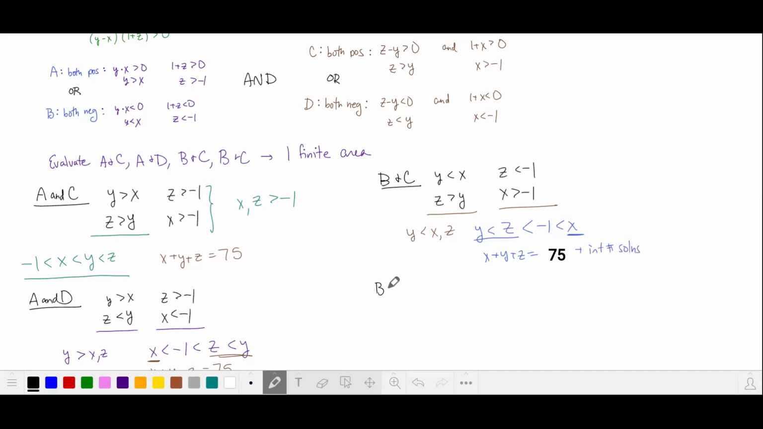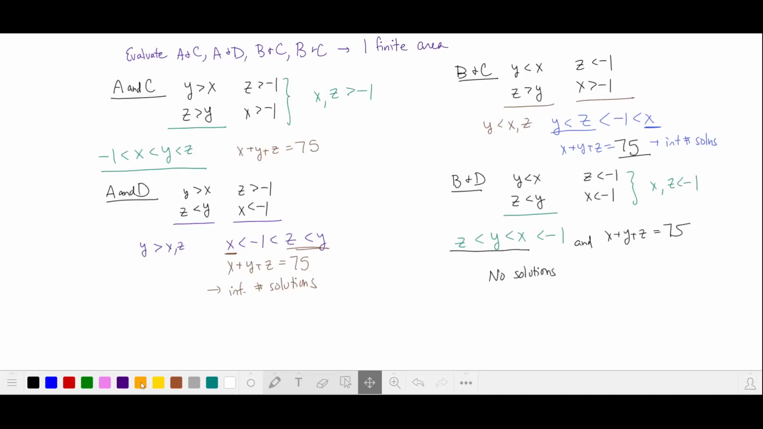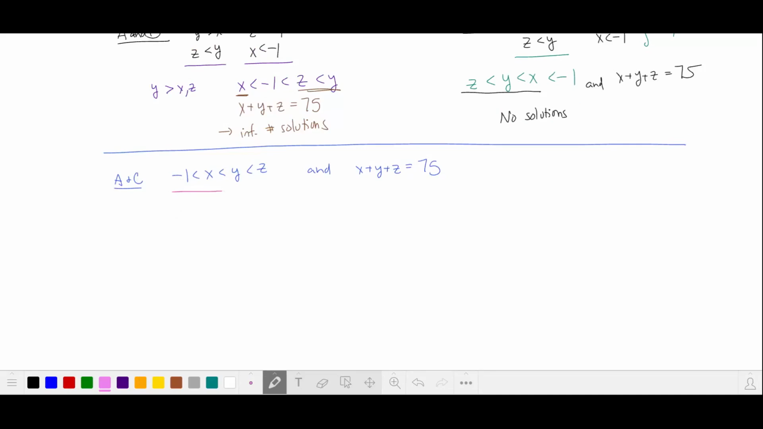And finally, we'll check B and D, combining these two. And then from these, both x and z are less than -1, so we put -1 over here to the right. Here we have three numbers that are negative, and they need to sum to 75, so it's clear there are no solutions in this case. The only case that gives us a finite number of solutions are these constraints. This chain inequality and this sum will be easier to evaluate.